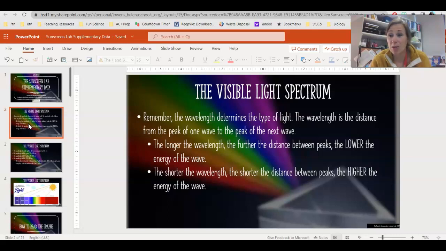Okay, so as our numbers and measurements in nanometers get smaller and smaller, that's a shorter wavelength and therefore higher energy. As our numbers get bigger and bigger on that scale in nanometers, that's a lower energy wave that has really long wavelengths.